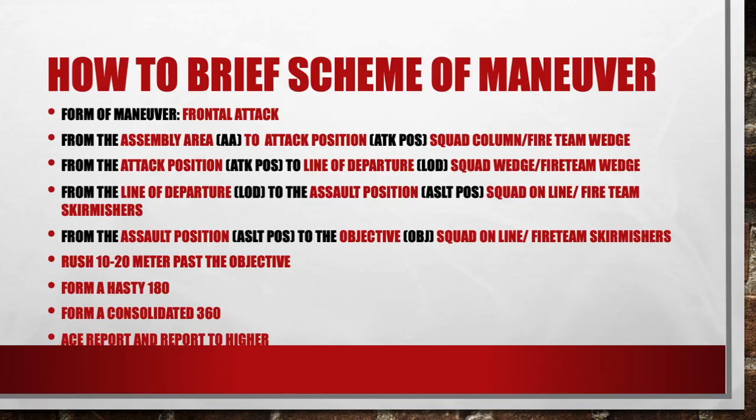Concept of operations. Scheme of maneuver. The form of maneuver is a frontal attack. From the assembly area to the attack position, we will use a squad column, fire team wedge. From the attack position to the line of departure, we'll use a squad wedge, fire team wedge. From the line of departure to the assault position, we'll use squad on line, fire team skirmishers. From the assault position to the objective, we will use squad on line, fire team skirmishers. We will rush 10 to 20 meters past the objective and form a hasty 180. Upon no chance of enemy counterattack, we'll consolidate into a 360, we will gain ACE reports, and we will report to higher.